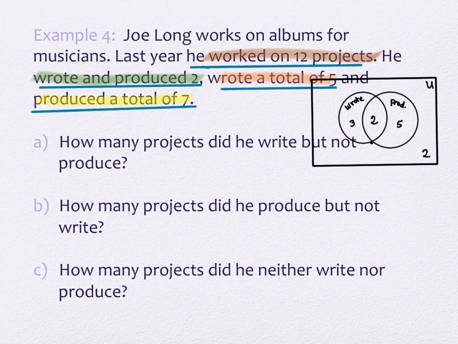Okay, so there's my mini version of this so we can look at it for answering our questions. All right, so we have 3 questions we're going to answer. The questions to answer are usually very straightforward after we do the work of the diagram. Okay? So within this diagram, how many projects did he write but not produce? That would be the 3 on the outside, right? This is the writing only part I was just describing. How many did he produce and not write? 5. And how many did he neither write nor produce? 2.